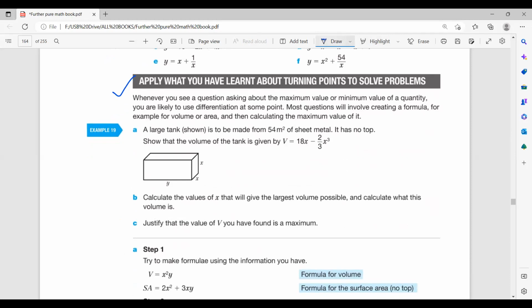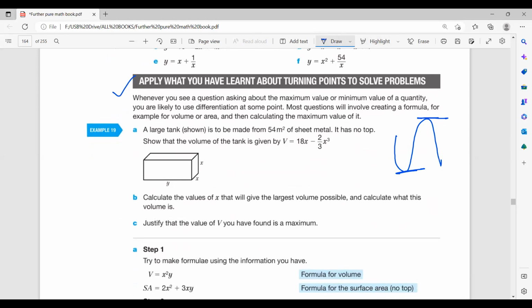We know what turning points are on any curve. The peak position where the gradient is 0 is said to be a turning point. So we know that turning points may be maximum or minimum. So how can I find out?